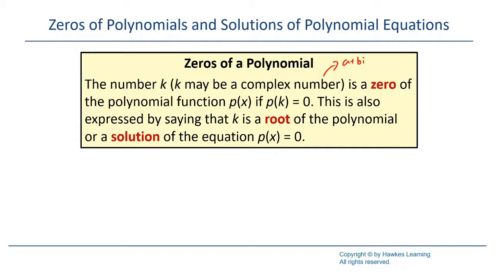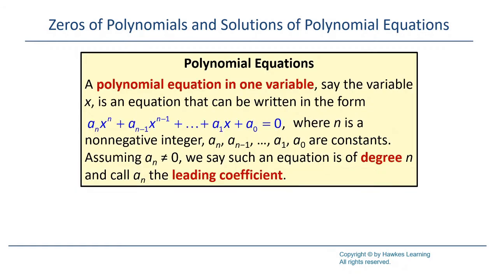And I go back and forth. Probably 0 and root are the two that I say the most. I don't say solution all that often, but they all mean the same thing. So what makes an equation a polynomial? Well, first let x be your variable, and it's an equation that can be written in this form.